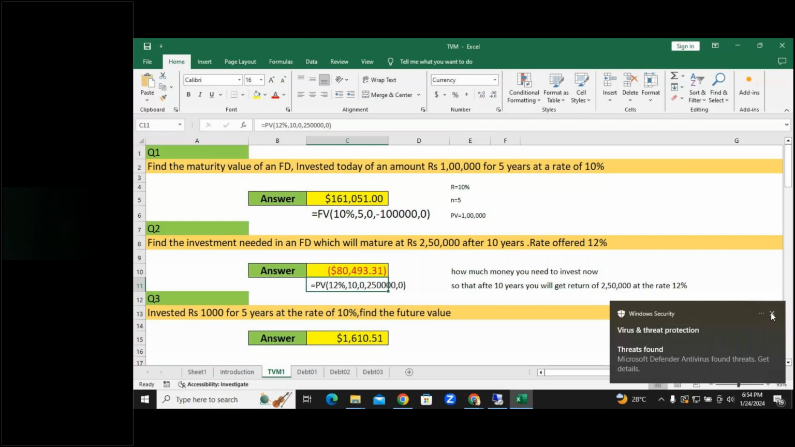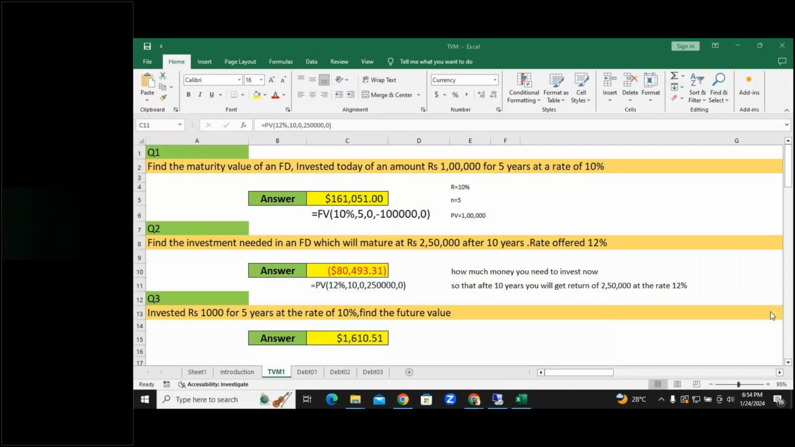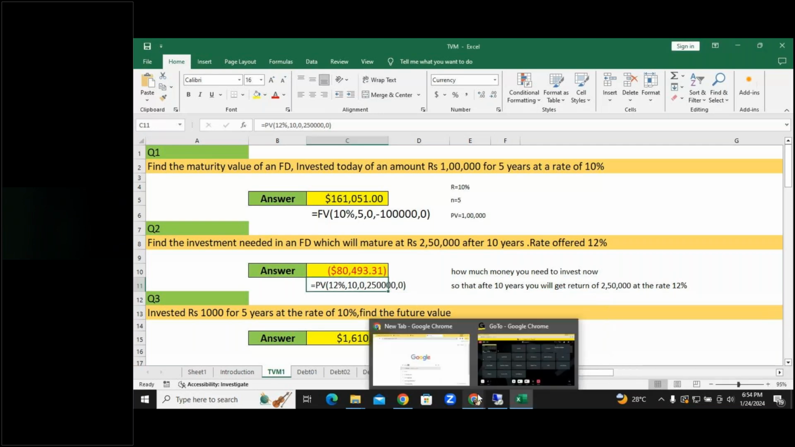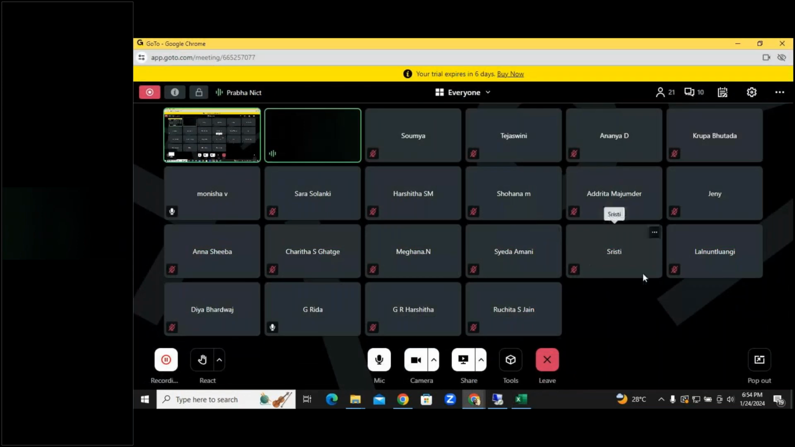Okay, let's go with the next sums. Is everybody able to follow these two sums? Done? Type 2 if you people have done it.